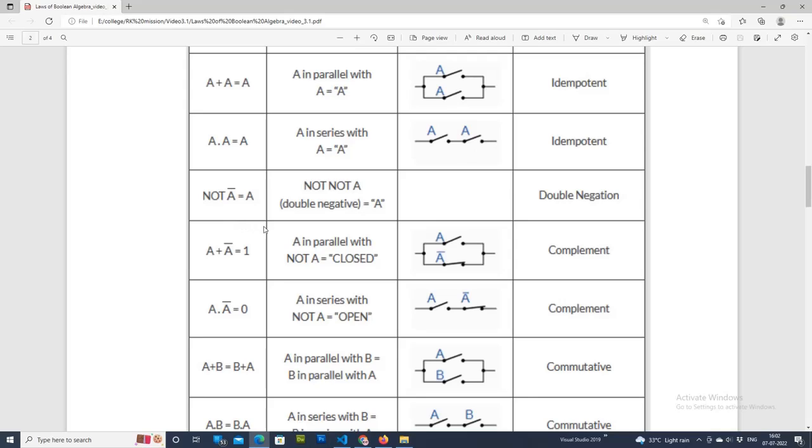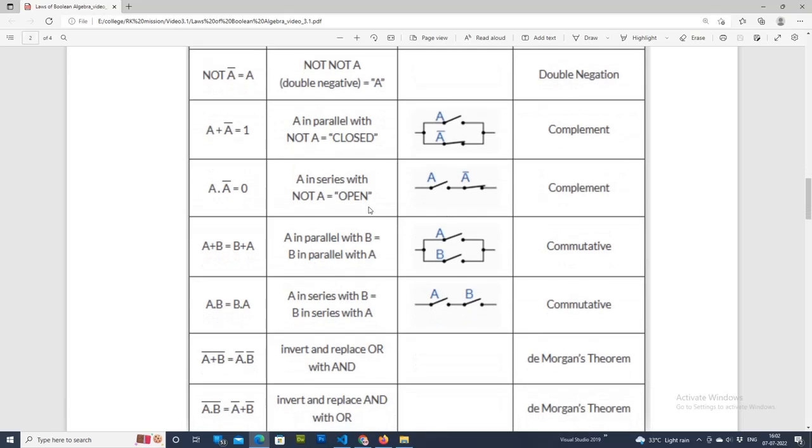Not not A equals A. Here we have not A, or we can say A bar. So it's saying that it has double A bar. So not A, a double negative, equals A. This can be defined because it's equal to A, it's only a gate.